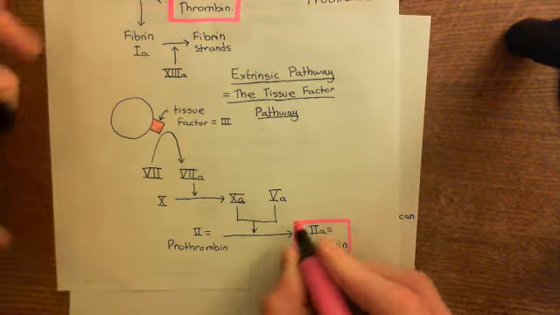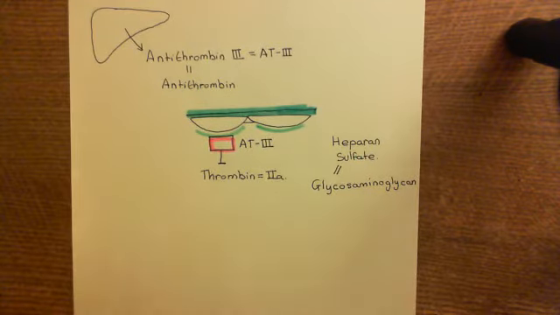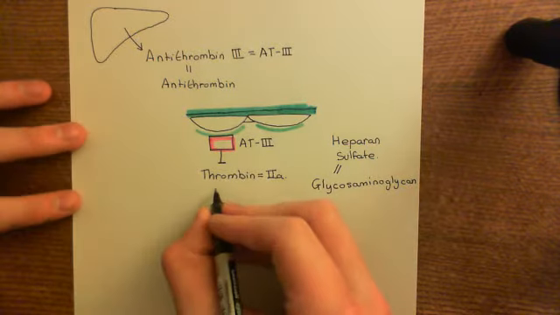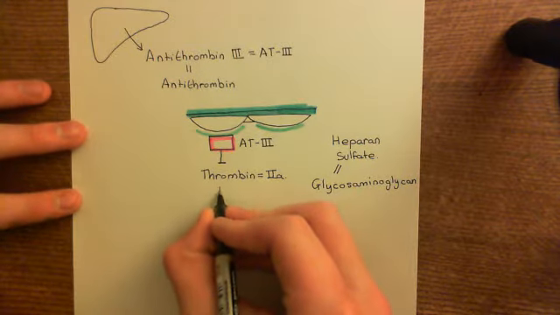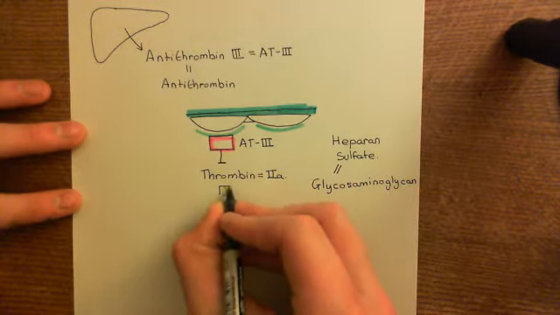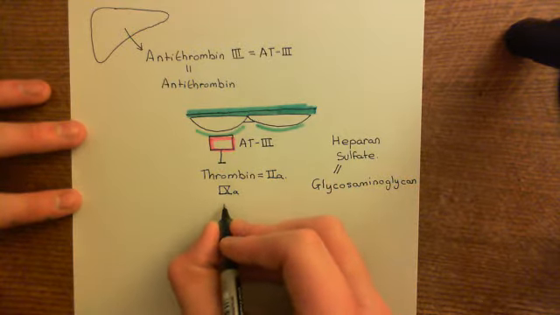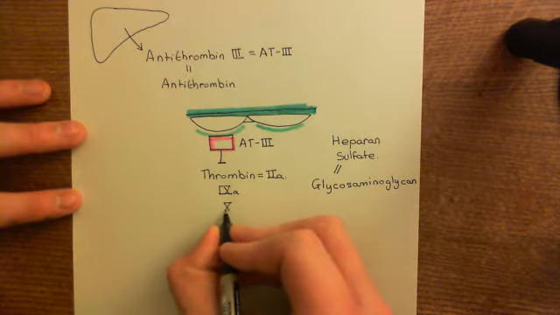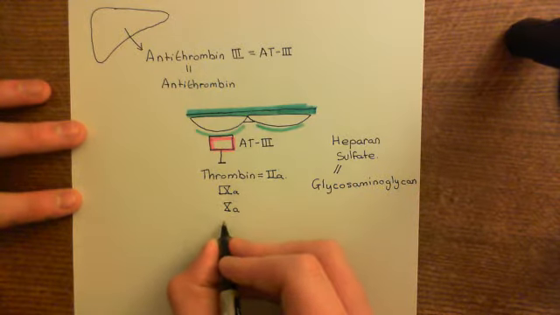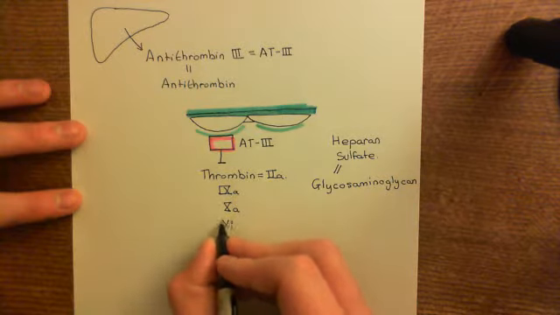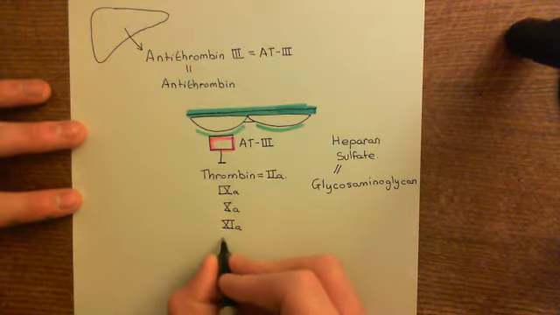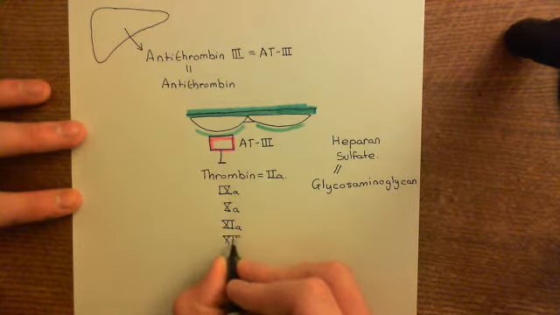But antithrombin 3 doesn't just stop there, it does more than that. No, it does far more than that. It has other targets which are less important than its inhibition of thrombin. But it also targets factor 9 through 12. So factor 9A is also inhibited by antithrombin 3. Factor 10A is also inhibited by antithrombin 3. Factor 11A is inhibited by AT3. And finally, 12A is also inhibited.